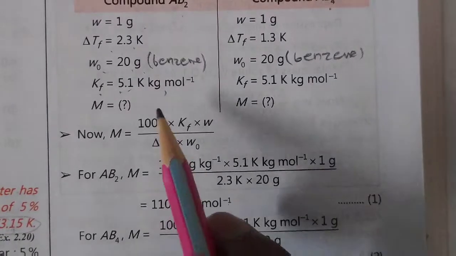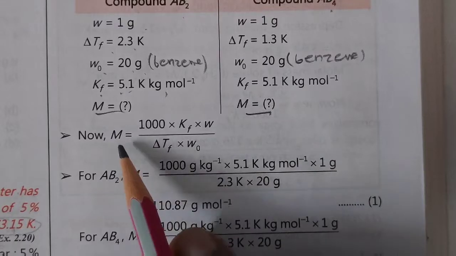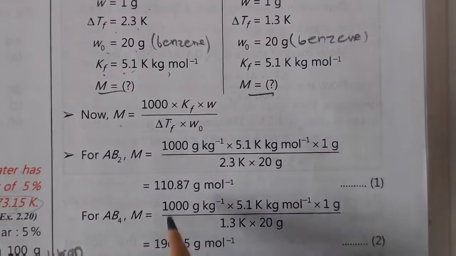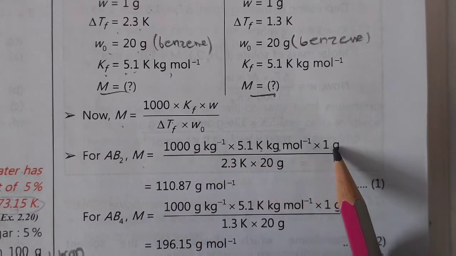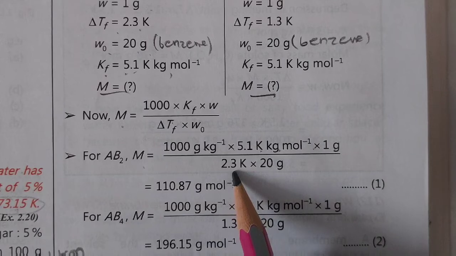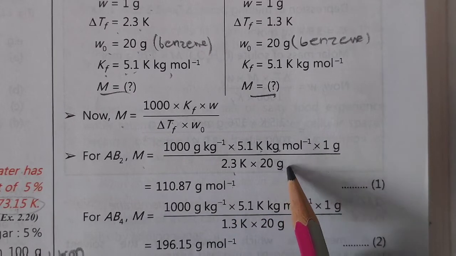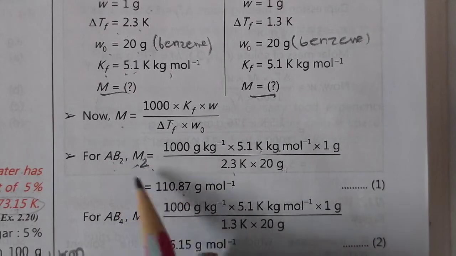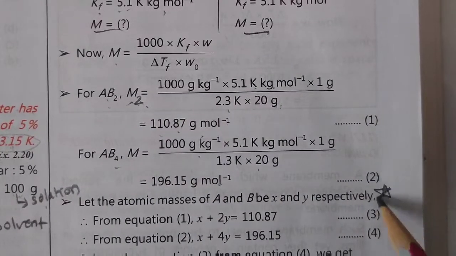So Kf is there. Molar mass you have to find for both of these cases. From molar mass we will find atomic mass. See. Now the molar mass of the solute for this compound AB2 type: M is equal to 1000 into 5.1, that is Kf, into 1 gram, that is the weight of solute, upon 2.3 Kelvin, that is delta Tf, and 20 grams of solvent, benzene. So we got the molar mass, M2, that we are finding, of AB2 here, and in the same way AB4 we also found out from the given data. Now this is the important part of the sum.